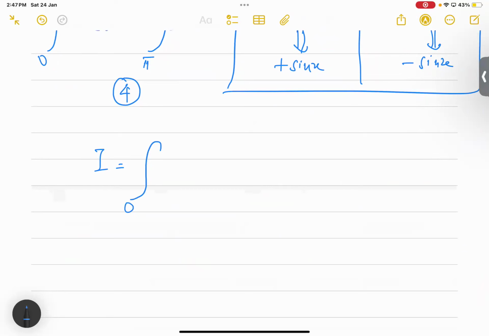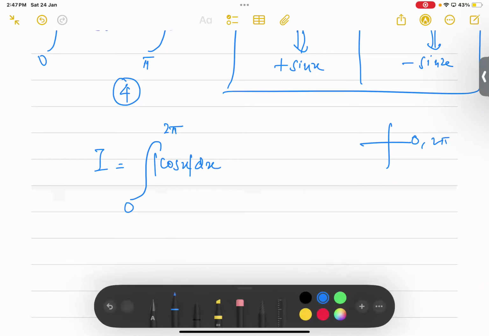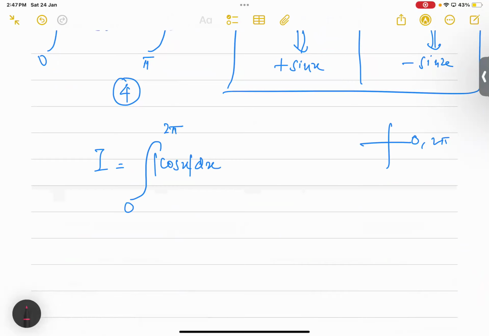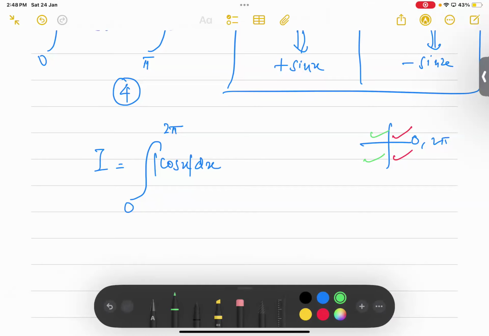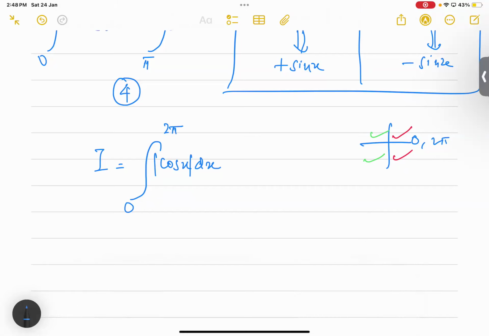Next problem. Integral from 0 to 2 pi of modulus of cos x dx. Now the modulus is for the entire trigonometric function from 0 to 2 pi, one full round. Cos is positive in the first and the fourth quadrant, and it is negative in the second and third. Now see, there will be 3 parts because there is a break in between.